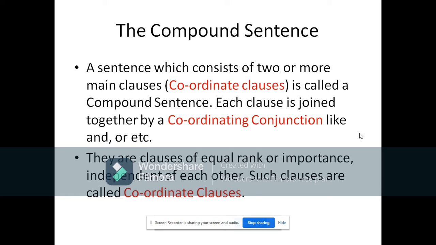A sentence which consists of two or more main clauses. ഒരു കോമ്പൗണ്ട് സെന്റൻസ് എന്ന് പറഞ്ഞു കഴിഞ്ഞാൽ it consists of two or more main clauses.